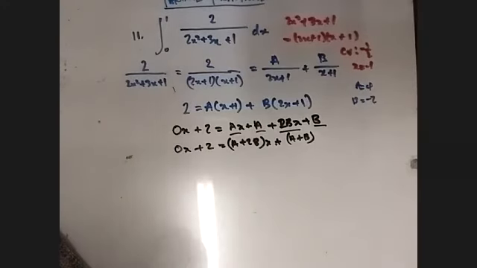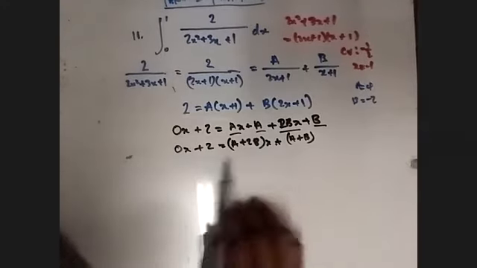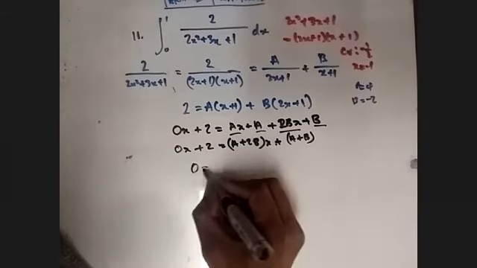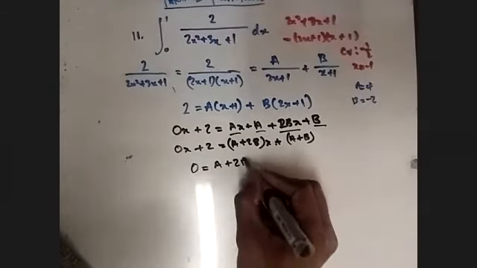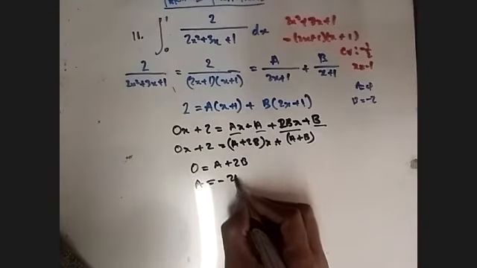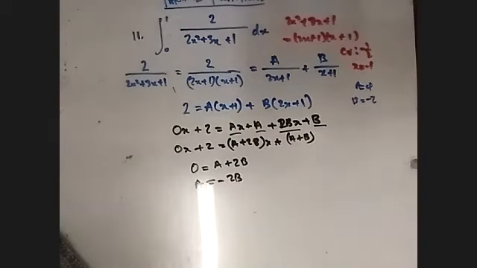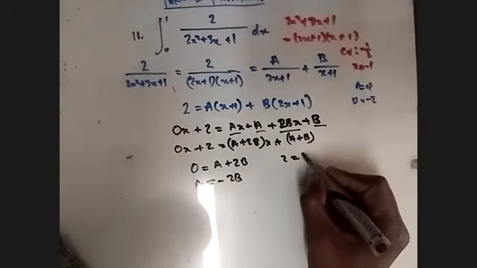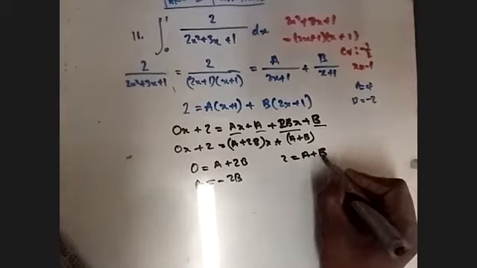Okay. So we are going to equate the ones with x. So 0 is equal to a plus 2b, meaning that our a is equal to negative 2b. Beautiful. And then we take the ones which are just constant. Constant is equal to a plus b.